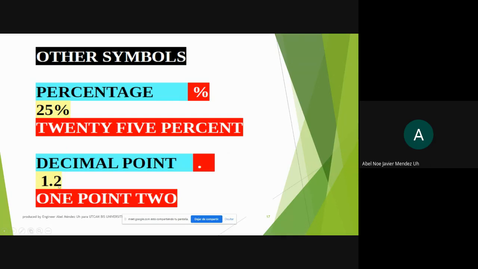And when we have this kind of number that includes the decimal point, we can read it like this: 1.2. Okay, 1.2. Repeat after me: 1.2. Okay.